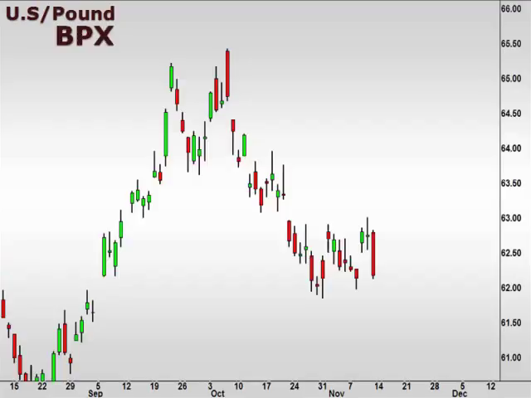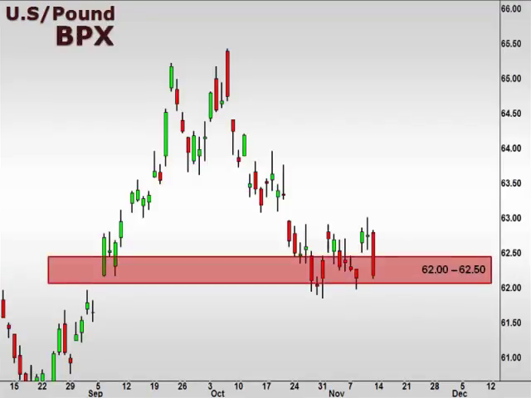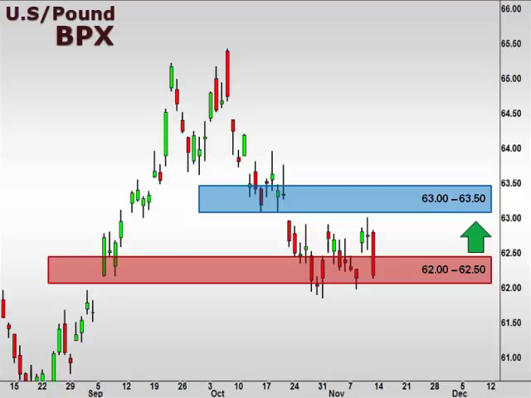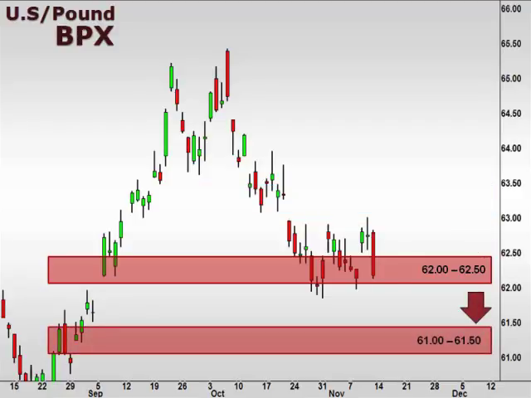Next up, the BPX, the US versus the British pound. The BPX erased the week's gains with a retest of 62. If this support level holds, we will look for a move towards the 63.5 resistance level. Failure to hold 62 opens the window for a continuation lower towards 61.